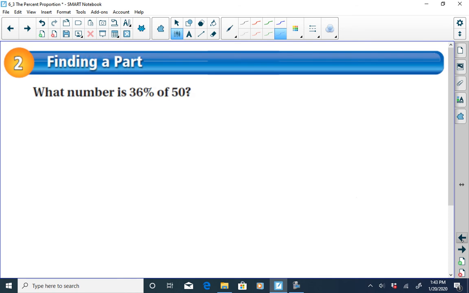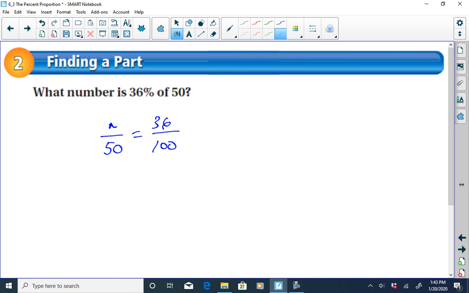Let's take a look at our second example. Here, the value following the word of in our percent question is the 50. So that's the denominator of our first ratio. We're given a percent here, 36, and the percent is the numerator of our percent ratio, right? Because the word percent means out of 100. So our percent is always going to be written as the percent over 100.